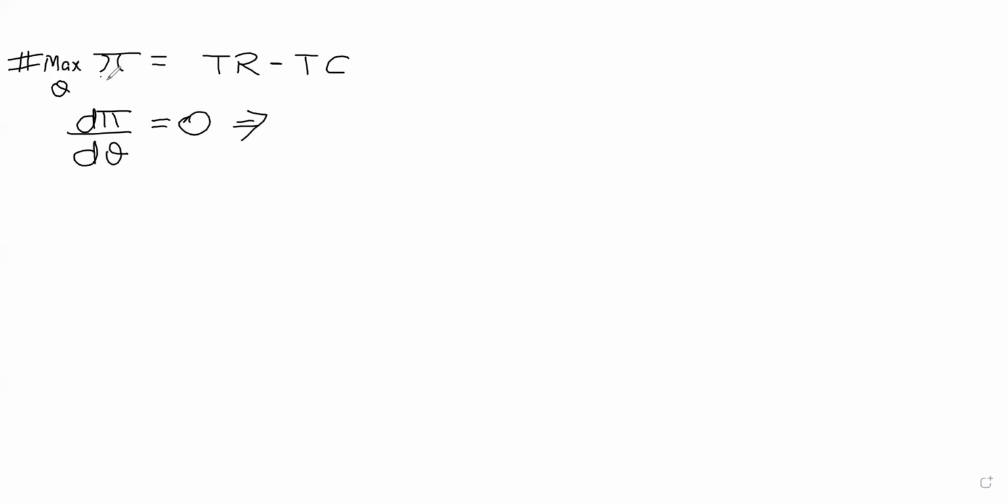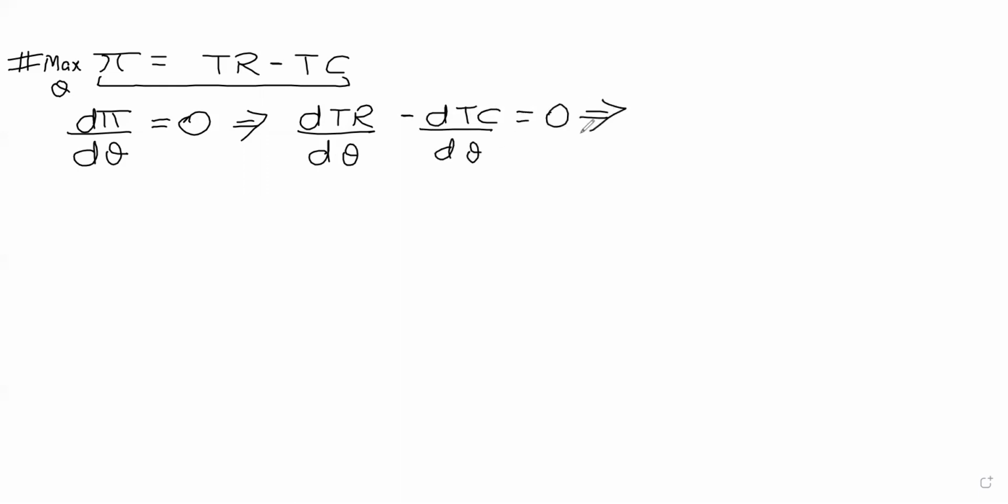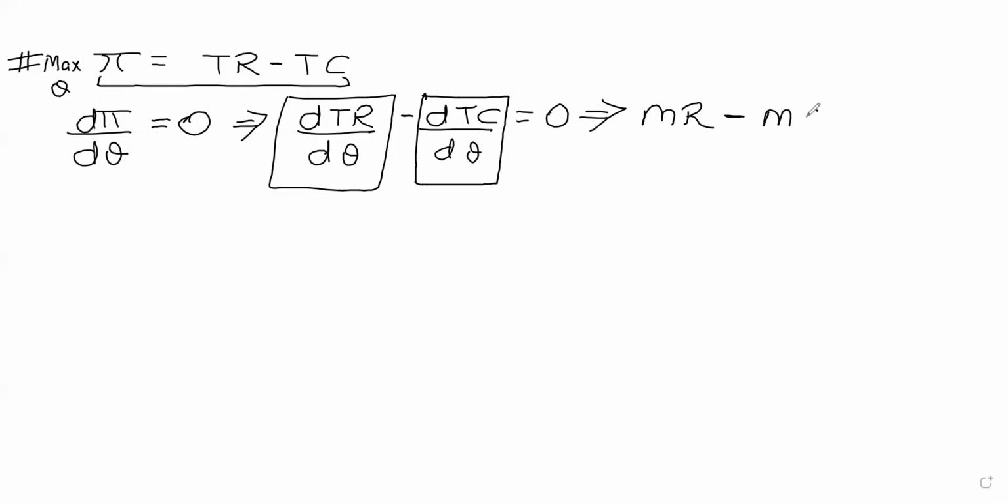So if I differentiate the profit function with respect to Q, dTR by dQ minus dTC by dQ equal to 0. What is dTR by dQ? If you differentiate total revenue with respect to output, you get marginal revenue. If you differentiate total cost with respect to output, you get marginal cost. MR minus MC equal to 0 implies MR is equal to MC.